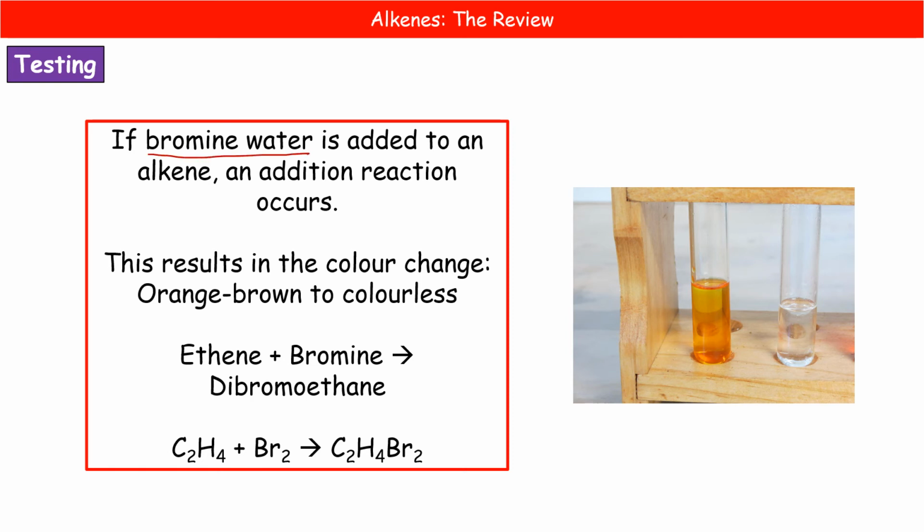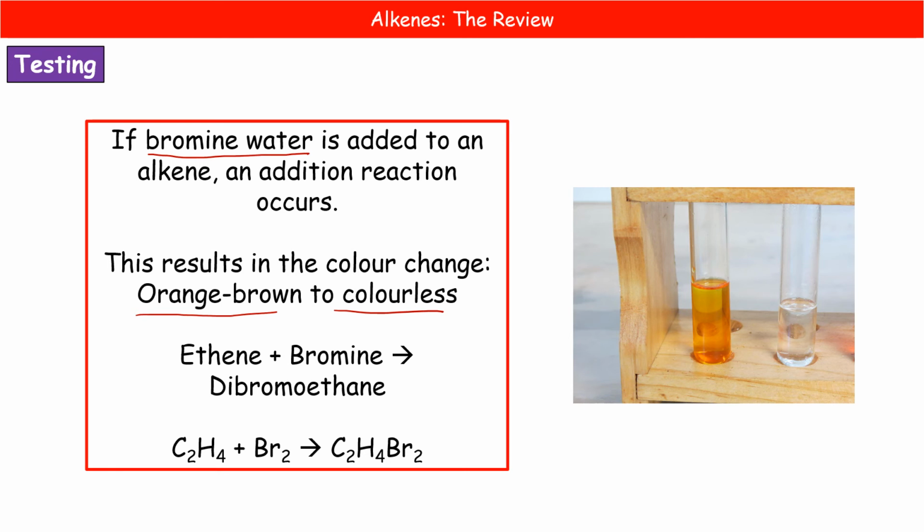We add a couple of drops to a test tube containing our solution, give it a little shake. If we see a colour change from the orange-brown to colourless, then we have an alkene. If it stays orange-brown, it's an alkane. The reason for this is we're actually going to see an addition reaction between the bromine water and the alkene.